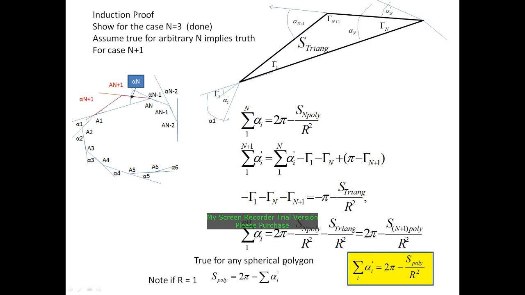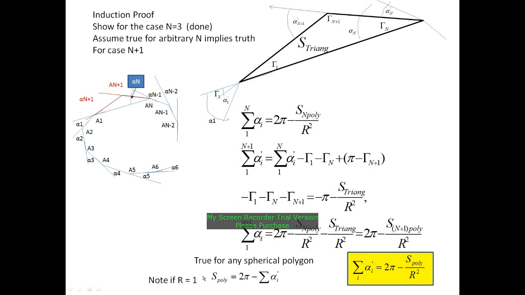So that's what we needed to prove to satisfy the induction criterion. So if it's true for n, it's true for n plus 1. Since it's true for 3, it's true for 4, 5, 6, 7, any n. So in general, for any spherical polygon, we can now say that the sum of the external angles is 2 pi minus the area of the polygon divided by r squared.